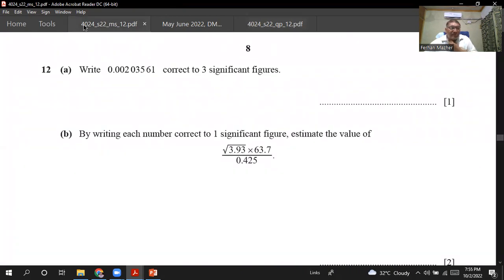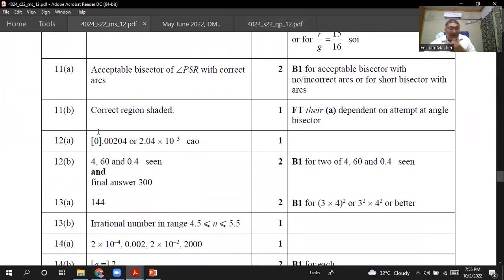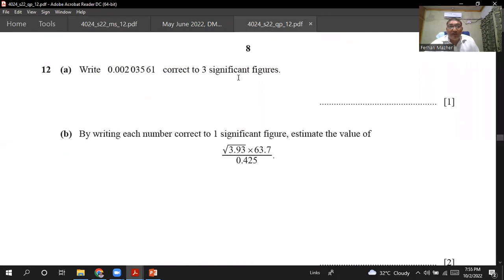Question number 11's answer is here. So you can see the question number 11, its answer is showing up on your screen. So we are going to the next question. The next question is question number 12. He says write down 0.00203561 correct to three significant figures.